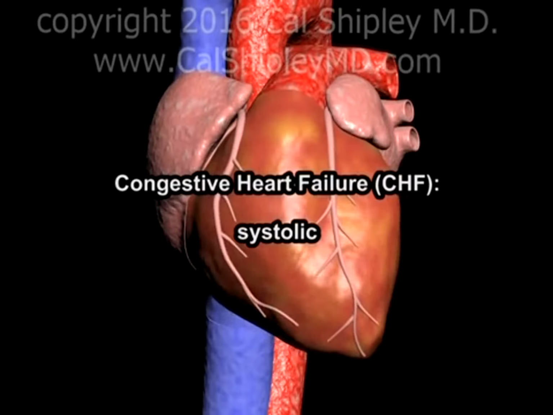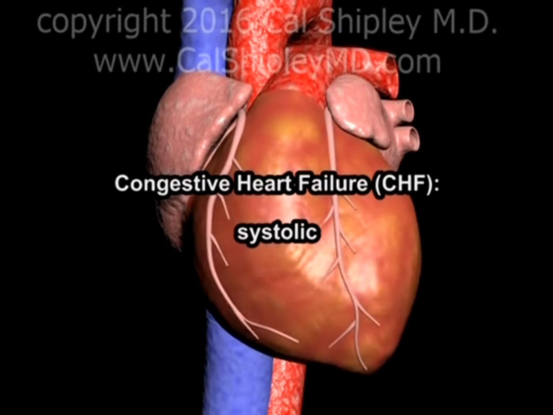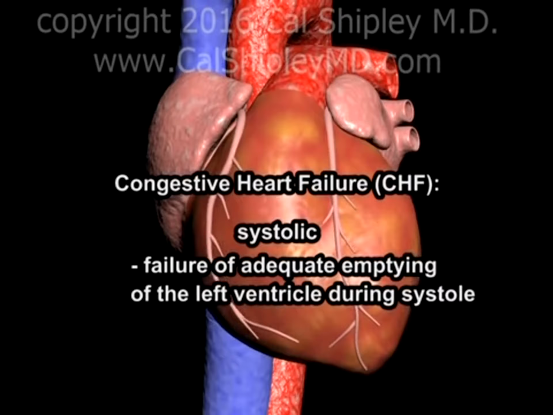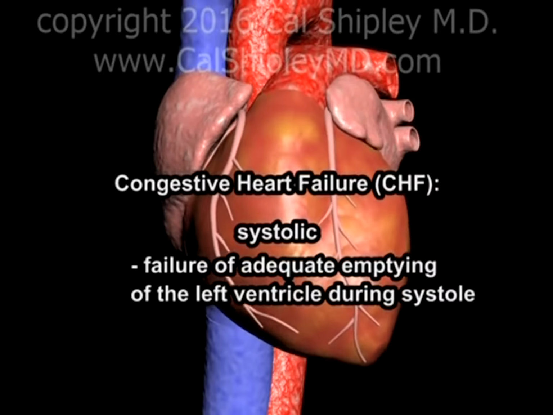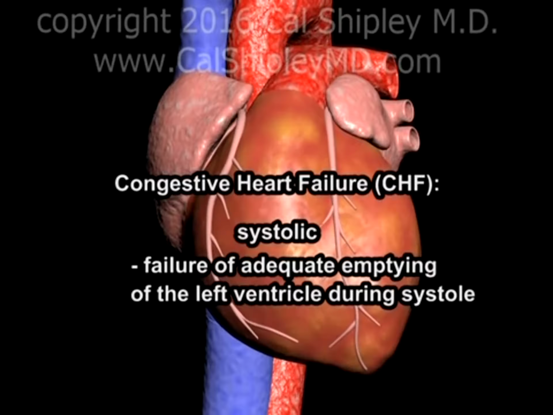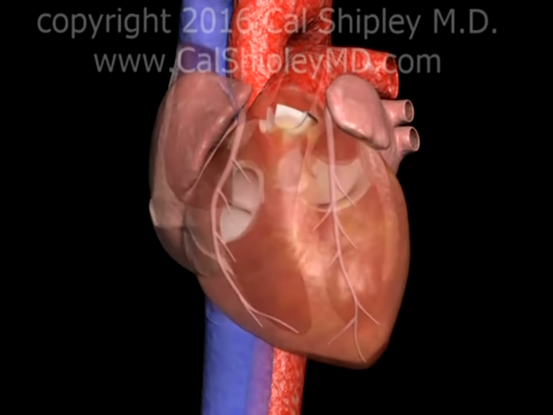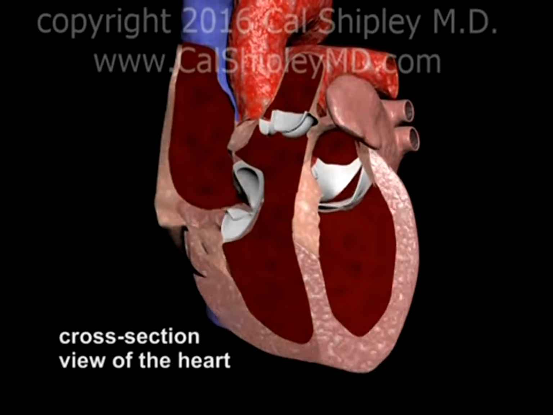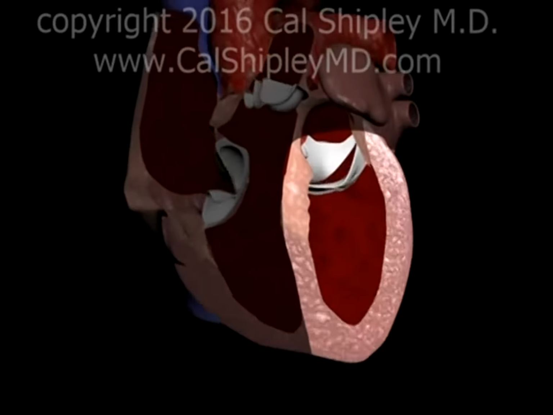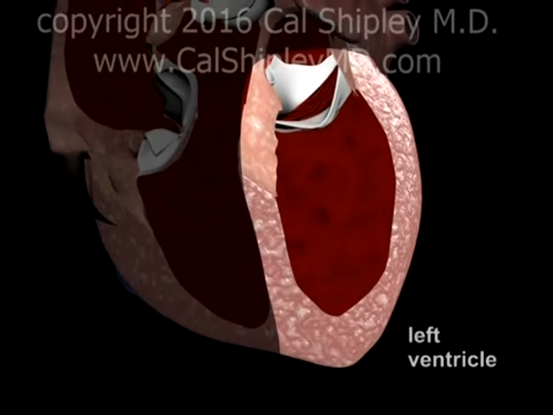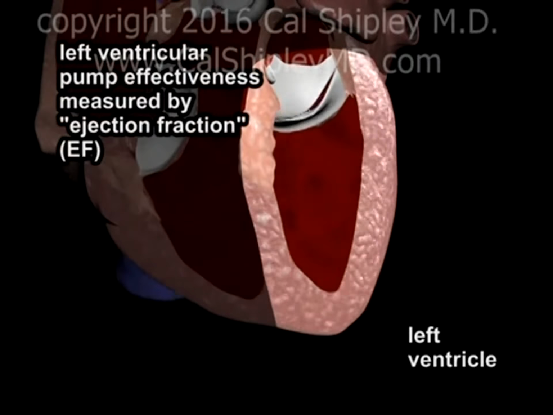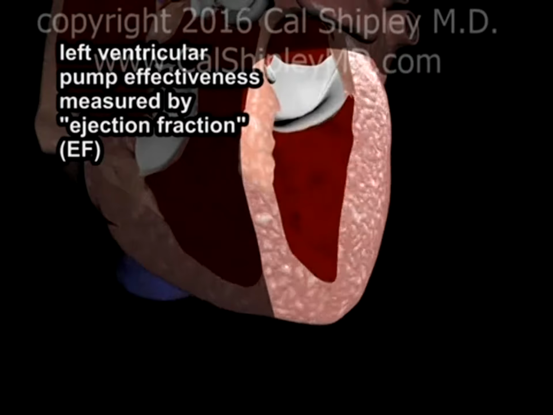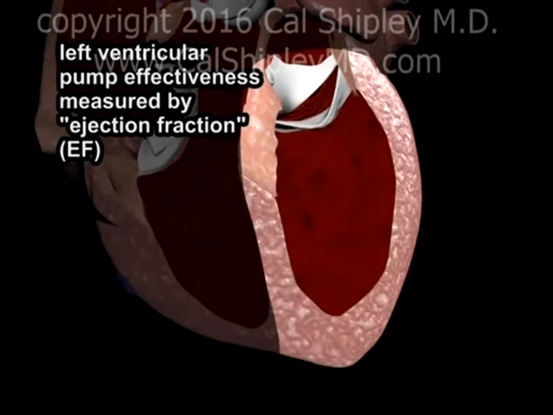Let's start with a review of systolic congestive heart failure. The essence of systolic congestive heart failure is failure of adequate emptying of the left ventricle during systole. Now let's see what we mean by that. Returning to a cross-sectional view of the heart, let's take a closer look at the function of the left ventricle. The effectiveness of left ventricular contraction is described by a term known as ejection fraction, also known as EF.